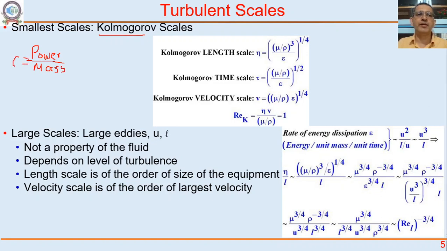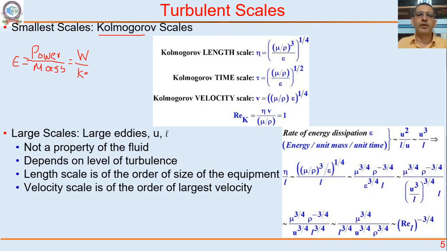If power dissipated per unit mass is small, I'm giving a small amount of energy to the fluid, and the flow could be laminar. As I keep giving more and more power per unit mass and keep agitating more, I will get turbulence. This power per unit mass has units of watts per kg.